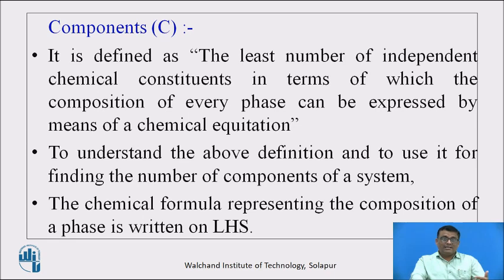Now we'll see the next term involved in the phase rule equation, the component. It is defined as the least number of independent chemical constituents in terms of which the composition of every phase can be expressed by means of a chemical formula or equation. So the number of chemical formulas we require to express the composition of the phases is called the component. To understand the above definition, we'll see some examples.